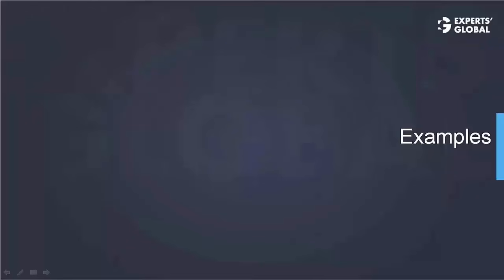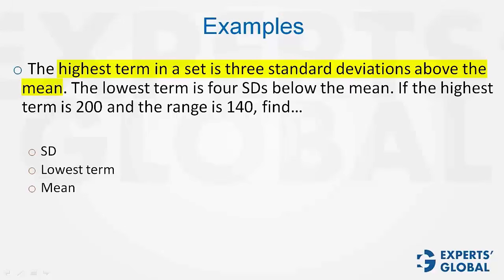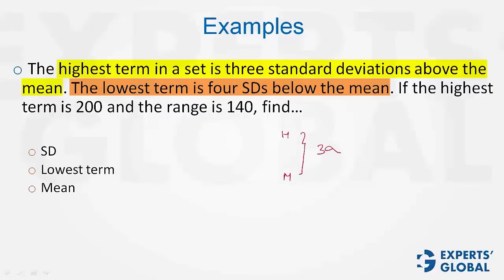Now let's get on to learning by examples. Please solve this question. There are 3 parts to this question. So it says that the highest term is 3 standard deviations above the mean. So this gap is 3 sigma. Then the lowest term is 4 standard deviations below the mean. So this gap is 4 sigma. So the difference between the highest and the lowest term is 7 sigma, 7 standard deviations, which is equal to 140. The range, 7 sigma, equals 140. So the standard deviation is 20.